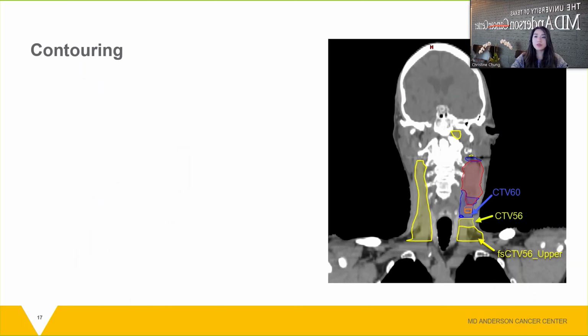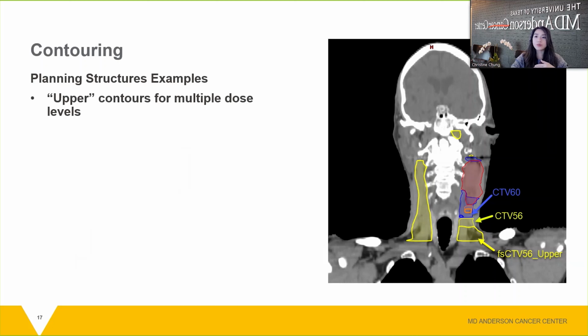I also use what I call upper contours for multiple dose levels to push dose off of the lower dose levels. I crop a certain percentage away from them, and you can see the upper contours are in bold here, here, and here, and they're just cropped a certain distance away from the higher levels. And these will allow you to really push that max dose on them individually.